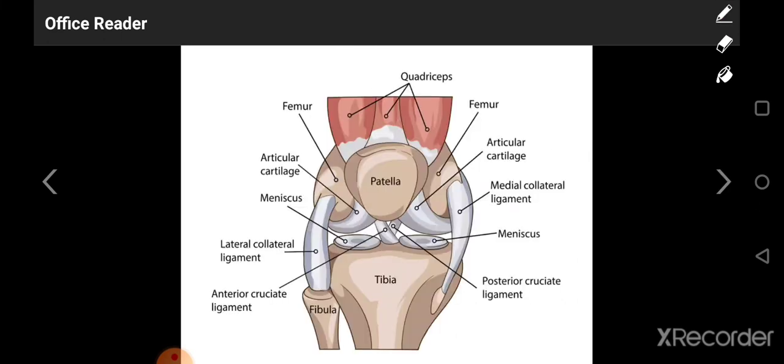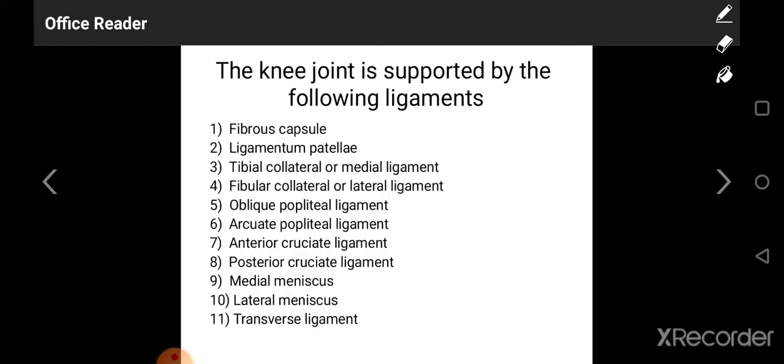So here we can see the patella, the lower end of femur and the upper end of tibia, and the three articulations, the medial, the lateral, and this in the middle, that is the patella and the femur. So there are three articulations at this joint. The knee joint is supported by the following ligaments. So these are the structures which are keeping the knee joint in position.